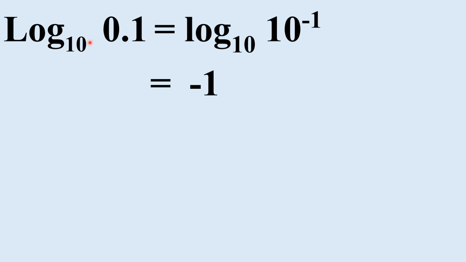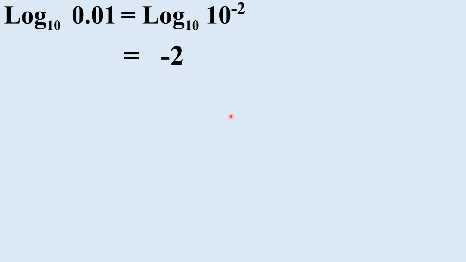How to find out the value of log 0.1? 0.1 can be written as 10 raised to the power minus 1, and whatever the power of 10 is, that will be the answer. Thus the value of log 10 raised to the power minus 1 is minus 1. Log 0.01 can be written as log 10 raised to the power minus 2. Thus log 10 raised to the power minus 2 is equal to minus 2.